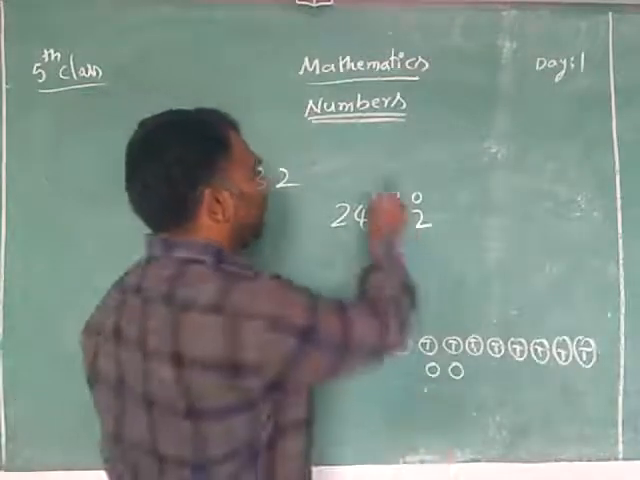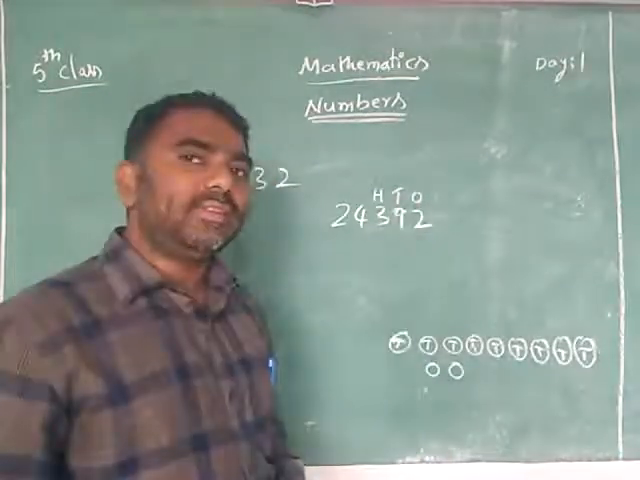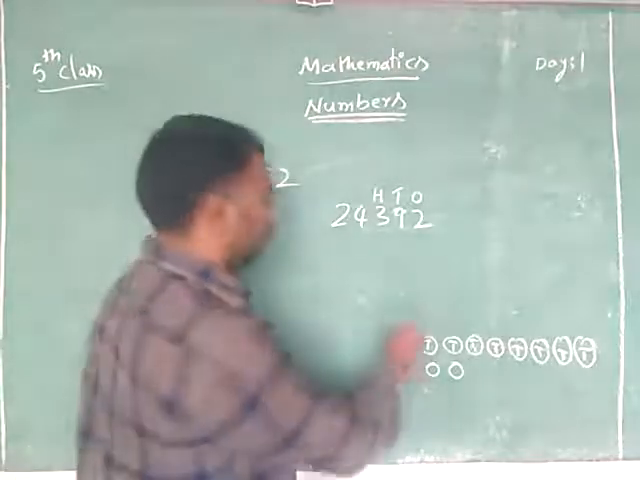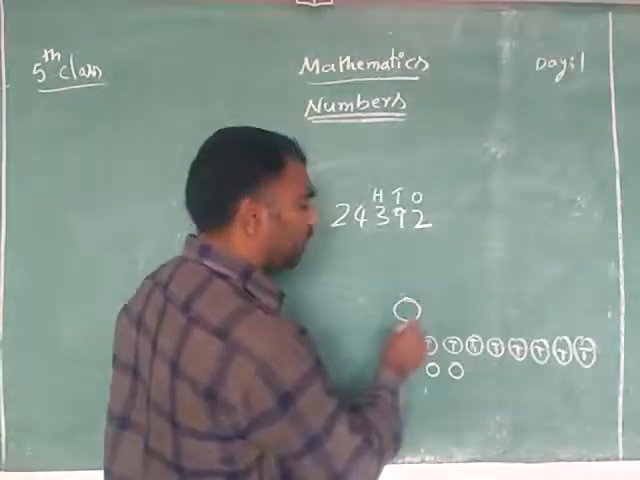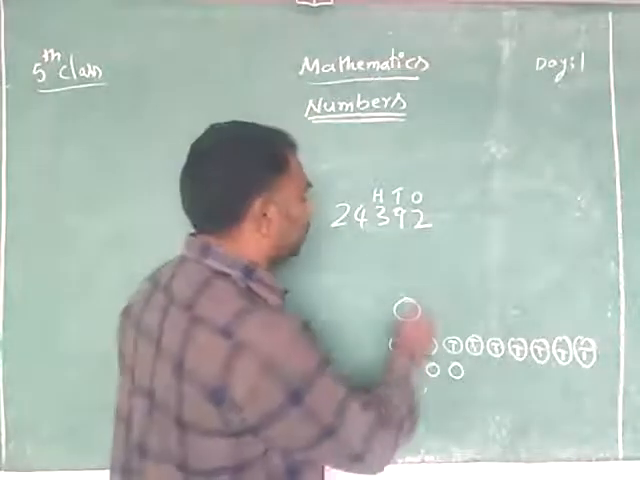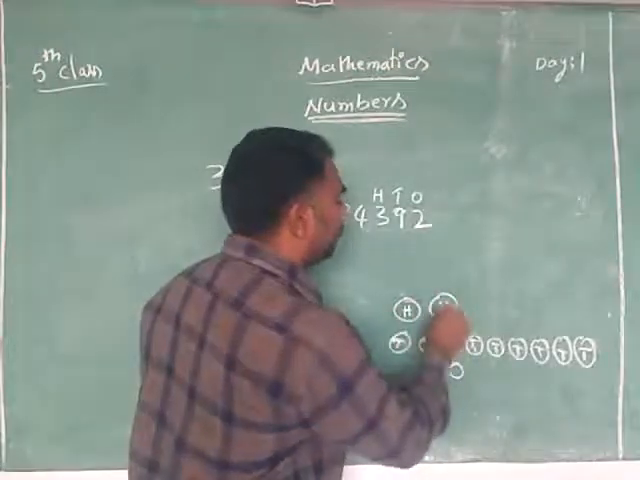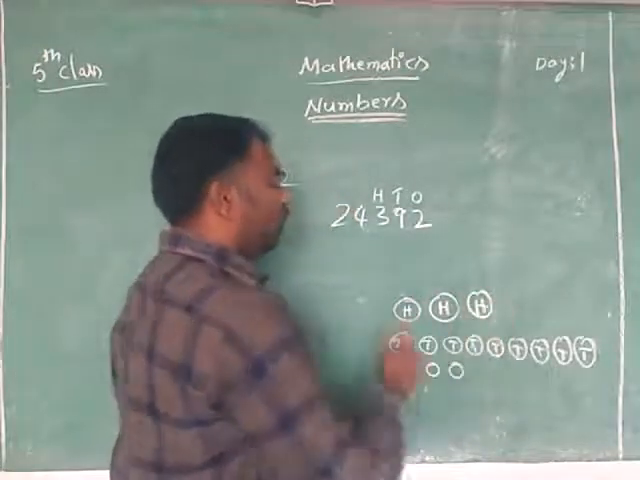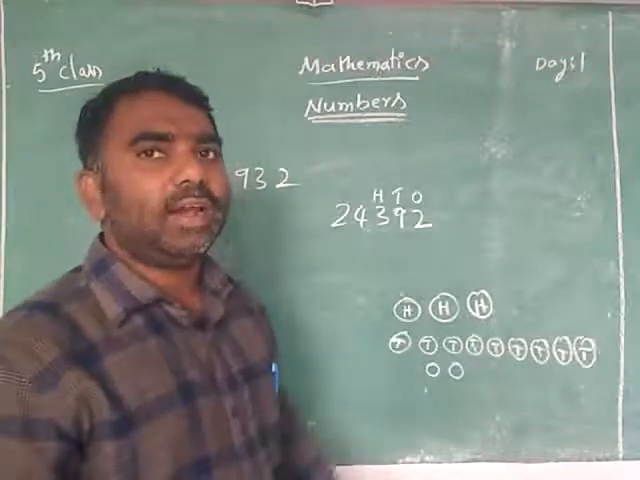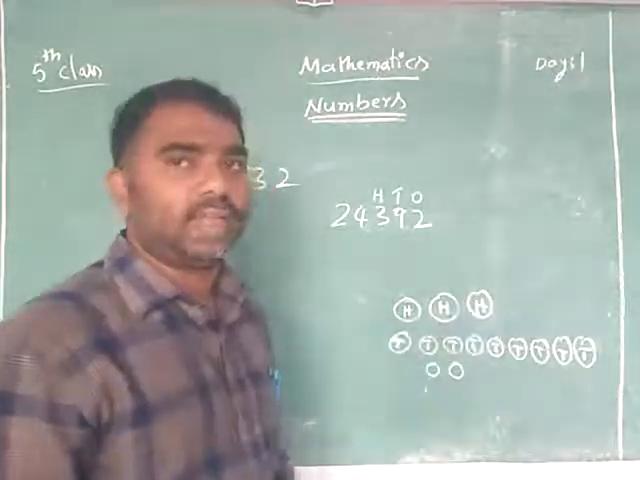Then this is the hundreds place. A hundreds packet means 100 chocolates are in the packet. How many packets are there like that? There are 3 packets like this. So 100 chocolates, 100 chocolates, 100 chocolates, if there are 3 packets like this.